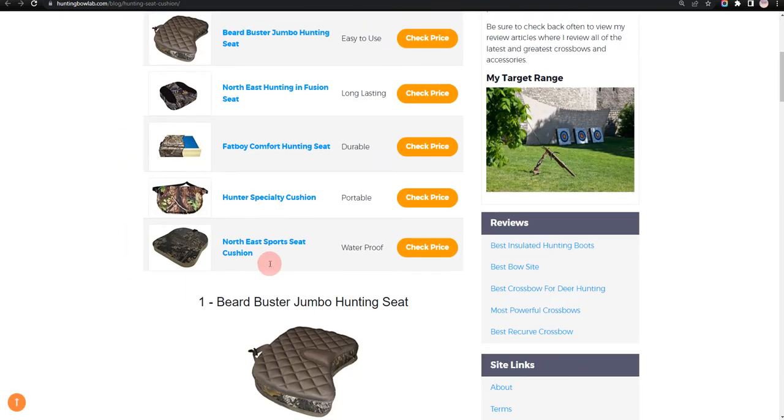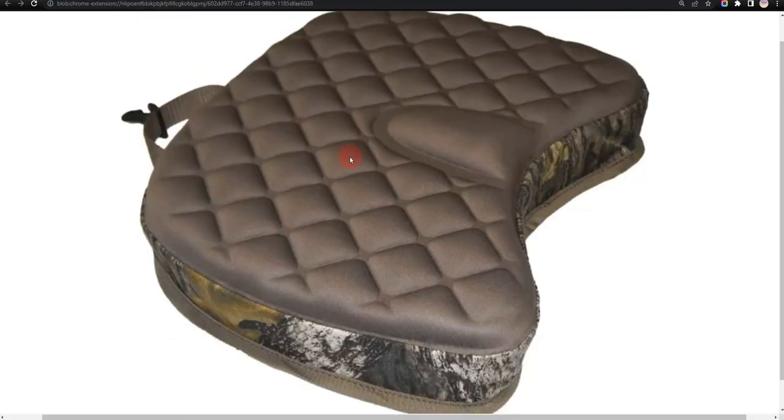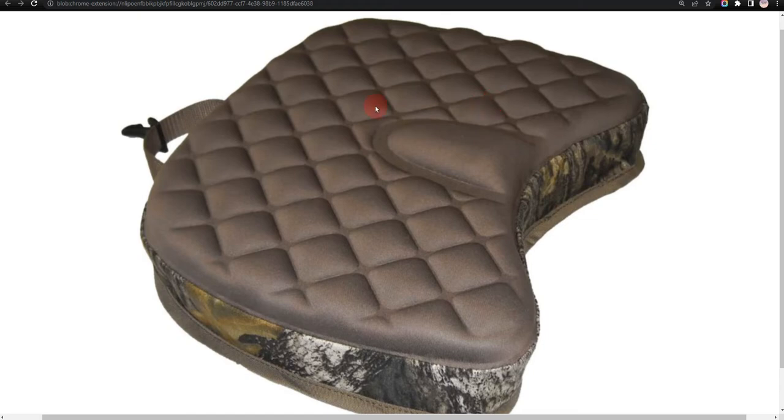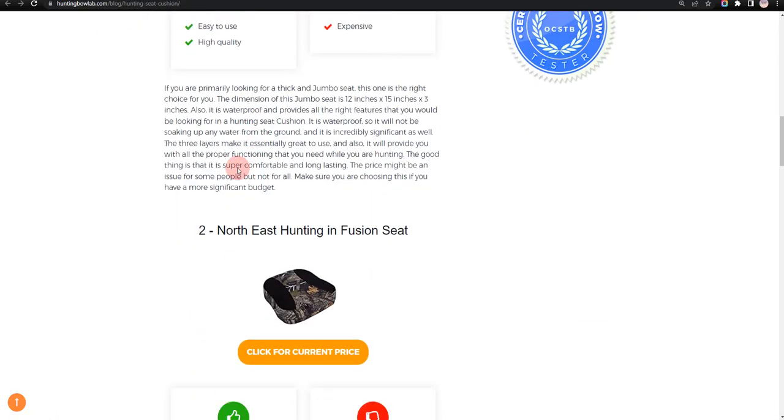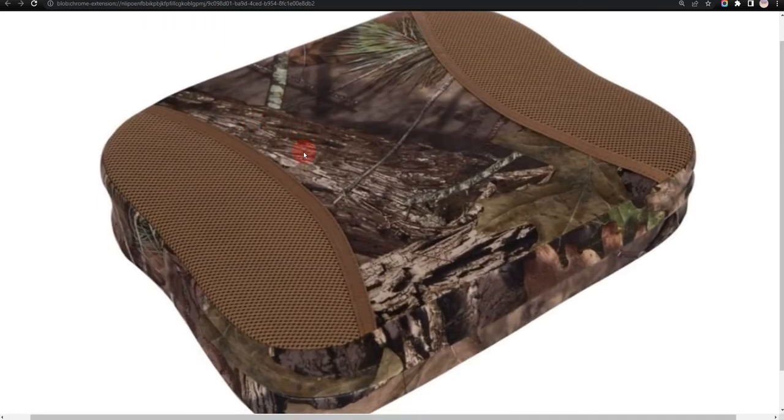Okay, let's get started. Our first choice is Beard Buster Jumbo Hunting Seat. It is easy to use and high quality. However, it is expensive. Our second choice is Northeast Hunting Infusion Seat, because it is long-lasting and durable, but not the most comfortable.